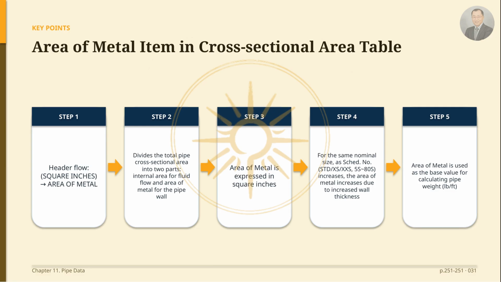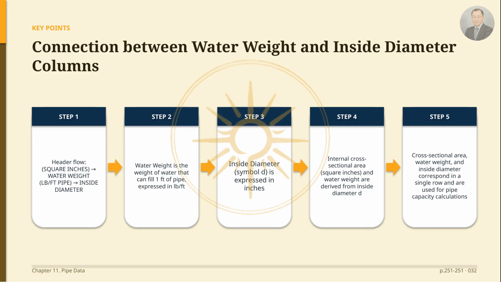This section covers the horizontal flow of the table, starting from the cross-sectional area in square inches and moving to water weight and inside diameter. Water weight is the weight of water that can fill 1 foot of pipe length, expressed in pounds per foot. The inside diameter is denoted by the symbol D and is written in inches.